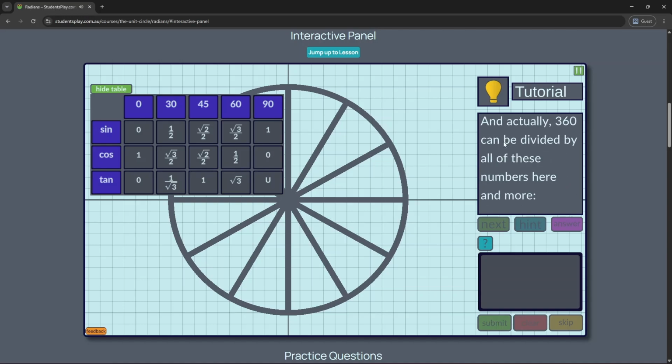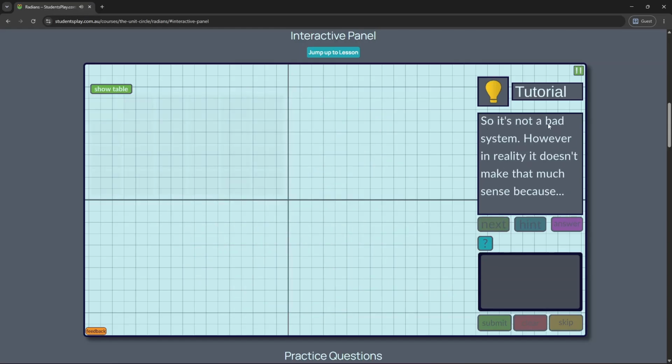And actually, 360 can be divided by all of these numbers here and more. Obviously, like all the whole numbers. These are all the whole numbers that can be divided by, and you'll get other whole numbers. So yeah, really nice amount of options. So it's not a bad system.